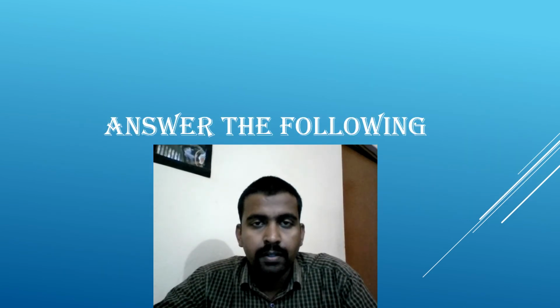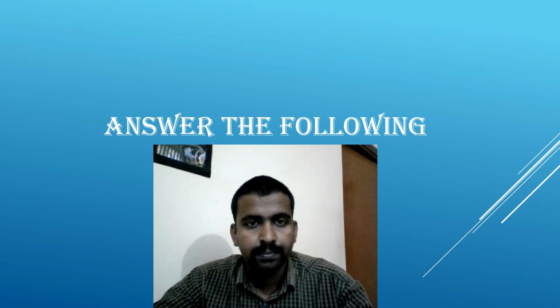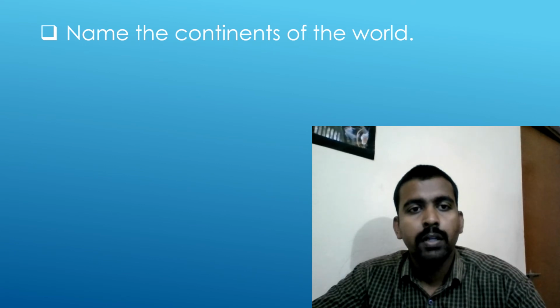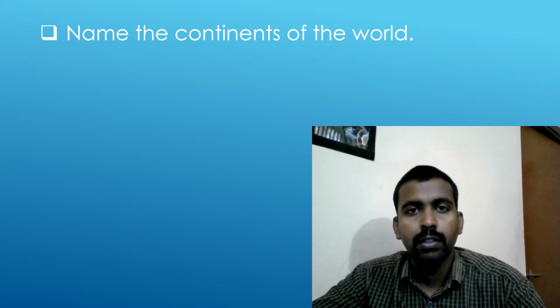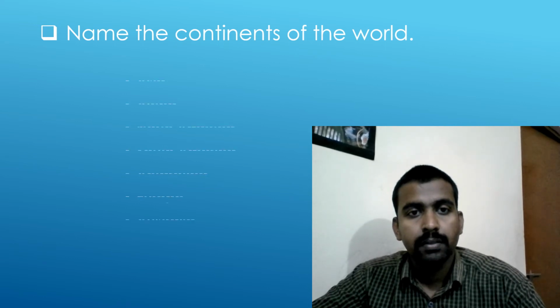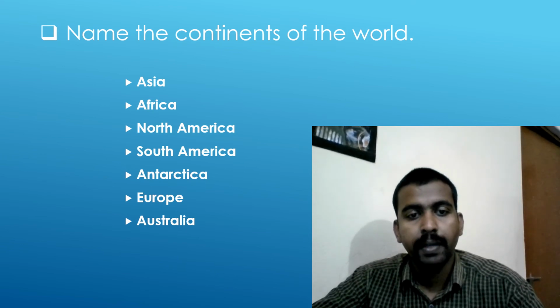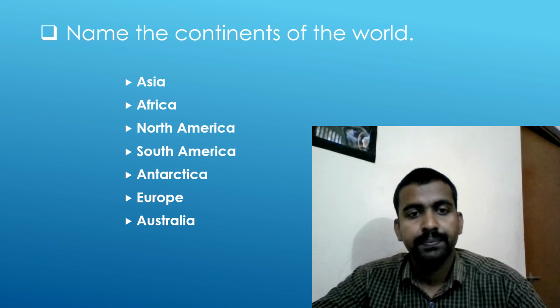Our first lesson has a few answer the following questions. Let us discuss the answer the following next. Question number one, name the continents of the world. We had learned that there are 7 continents in the world. So the names are supposed to be mentioned here. So the names are Asia, Africa, North America, South America, Antarctica, Europe, and Australia.